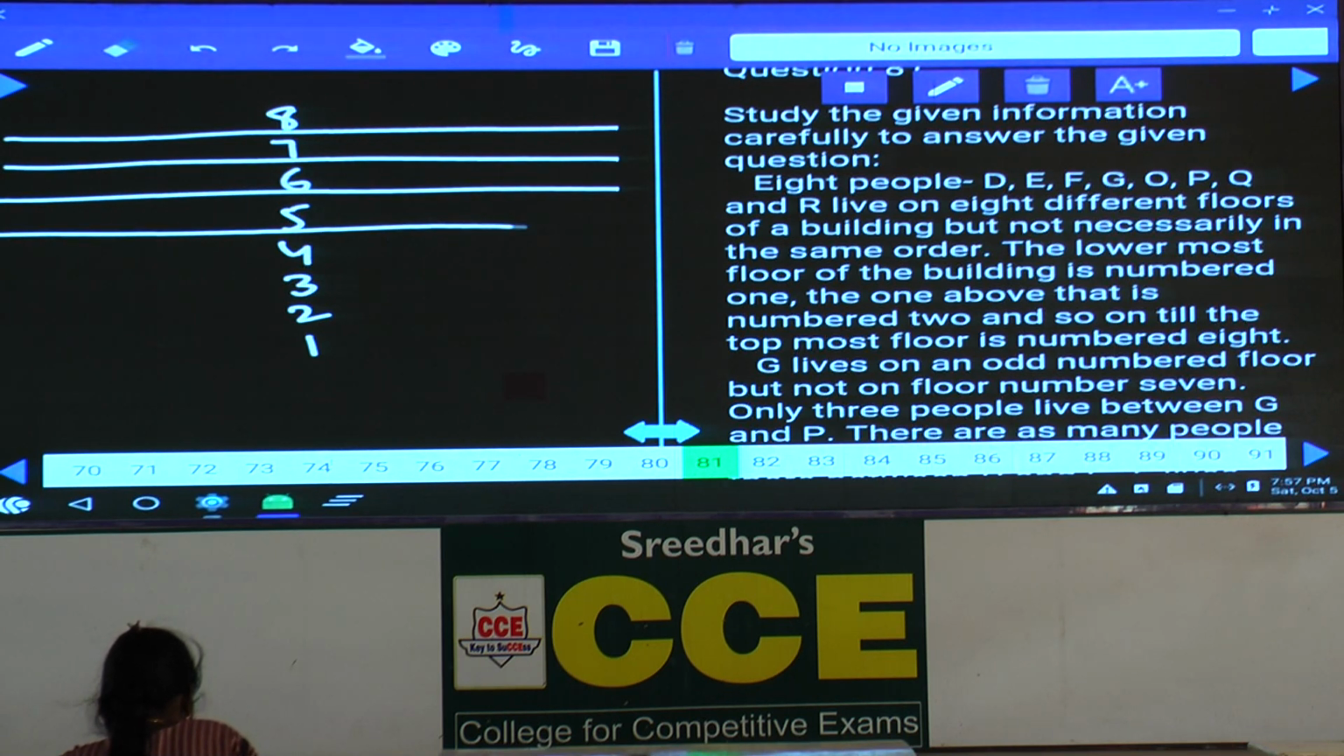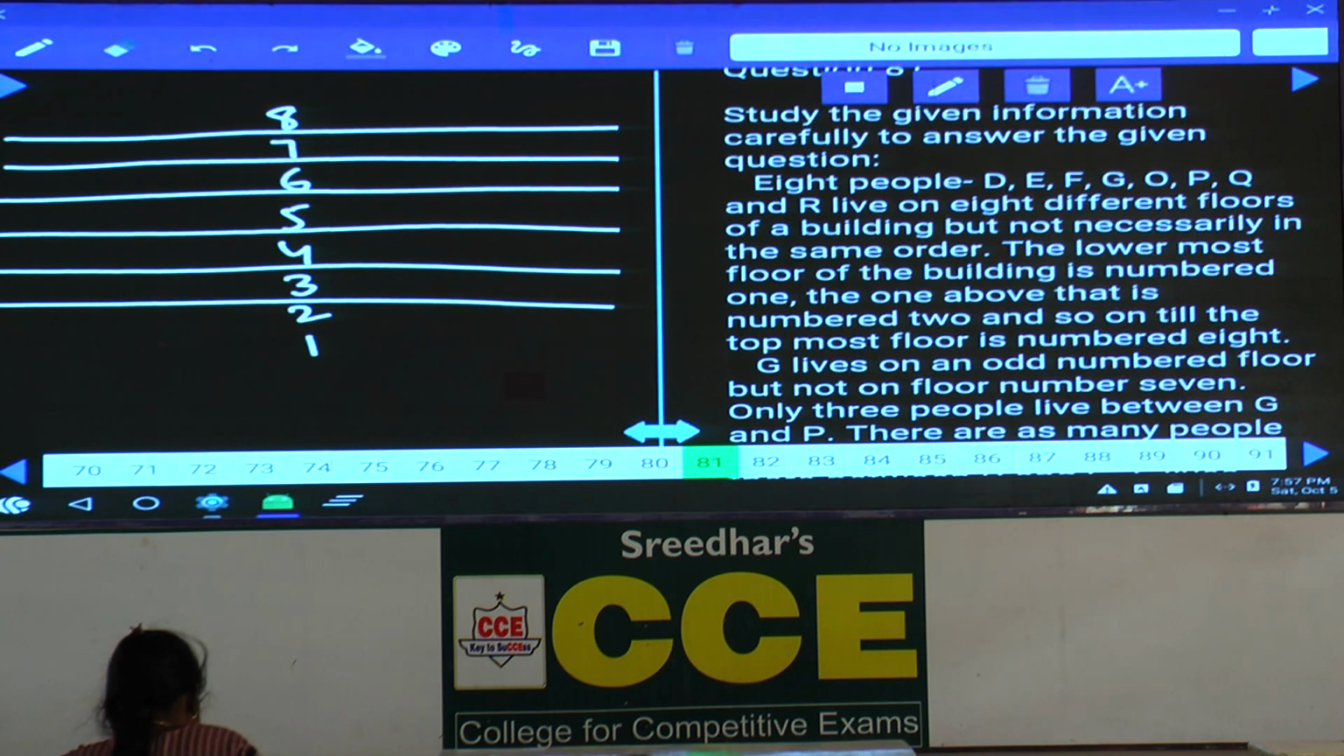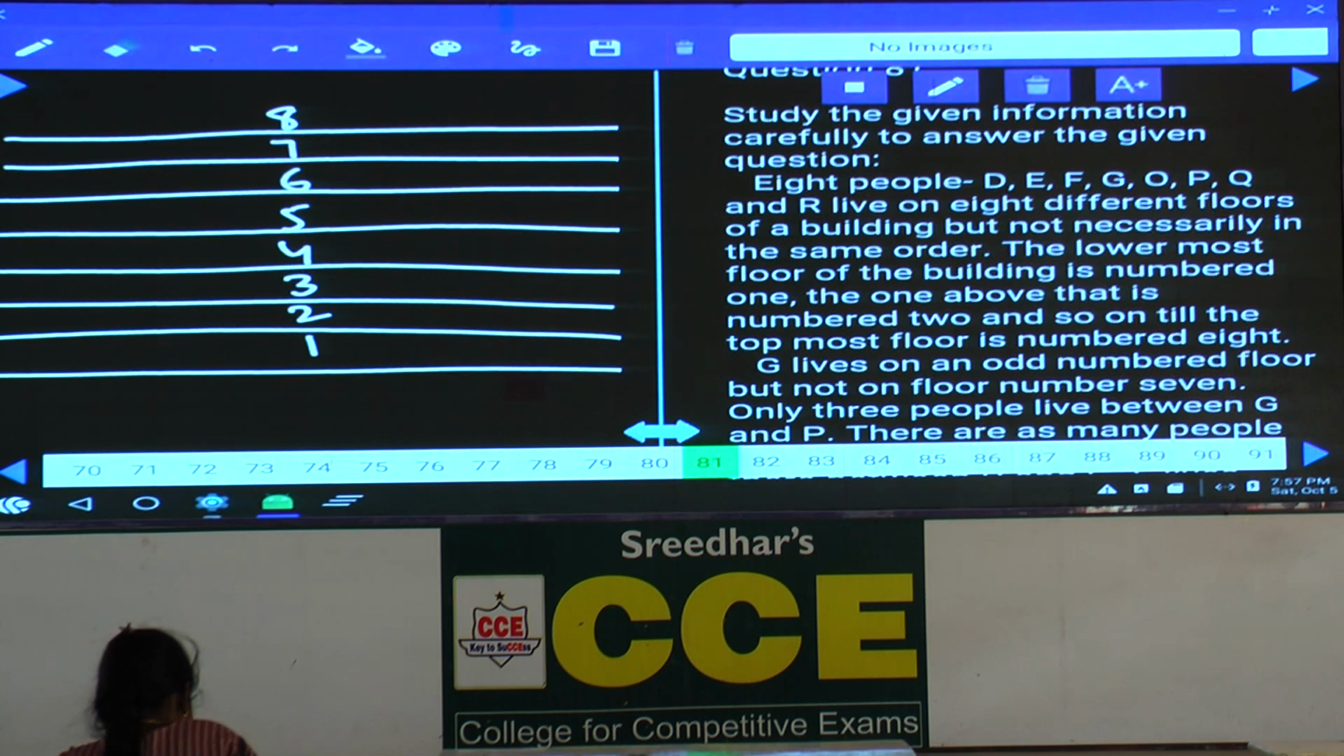Who are those 8 persons? D, E, F, G, O, P, Q, R are the 8 persons living on these 8 different floors. And is any other parameter given along with this one? No, just the floor arrangement itself.